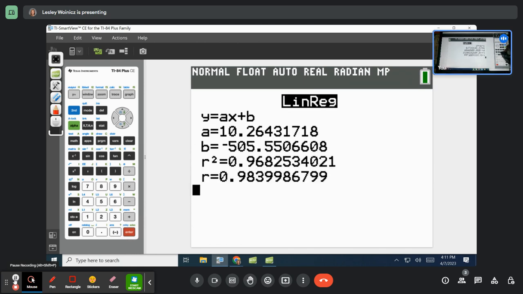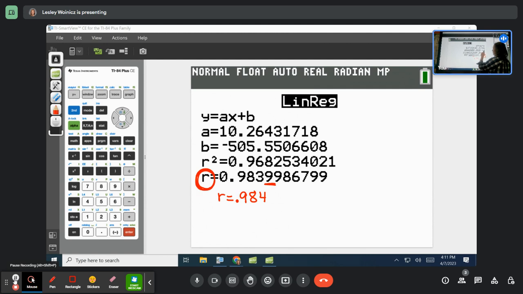And you can see right here, it's telling me the R value. Okay, so we're going to round to the thousandths place. So it's going to be R equals 0.984 because the 9 tells the 3 to go to a 4.